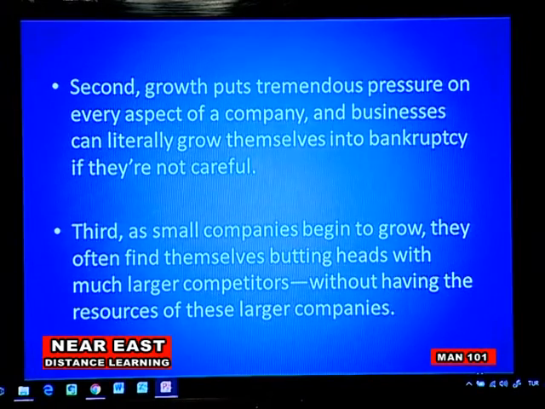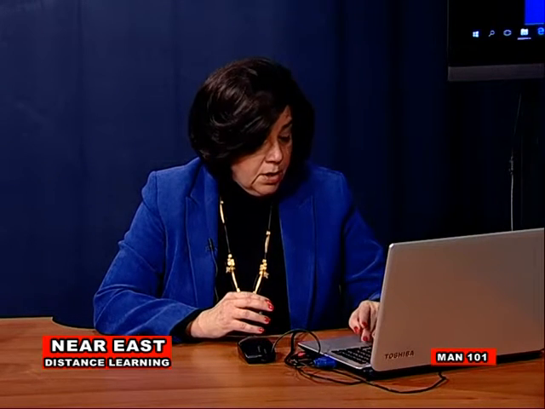Second, growth puts tremendous pressure on every aspect of a company, and businesses can literally grow themselves into bankruptcy if they are not careful. Third, as small companies begin to grow, they often find themselves butting heads with much larger competitors without having the resources of these larger companies.